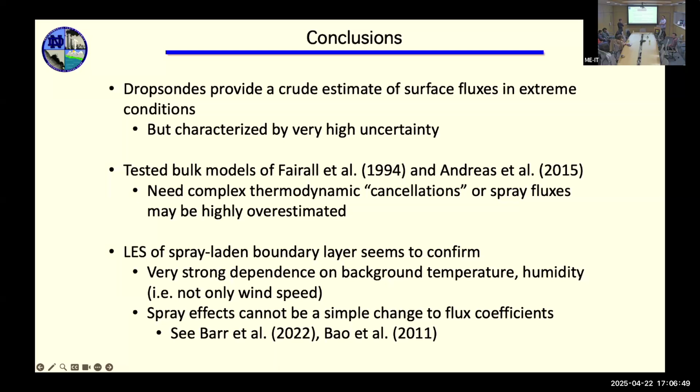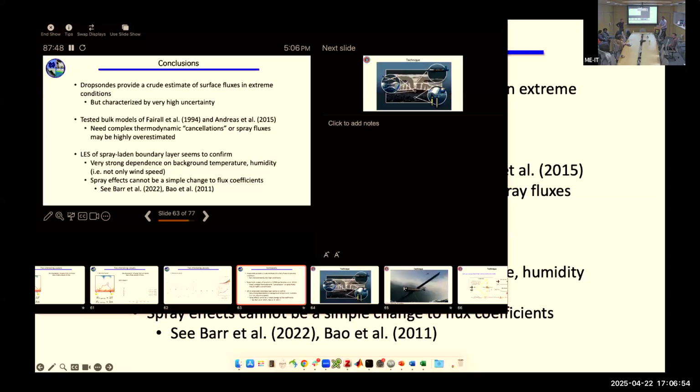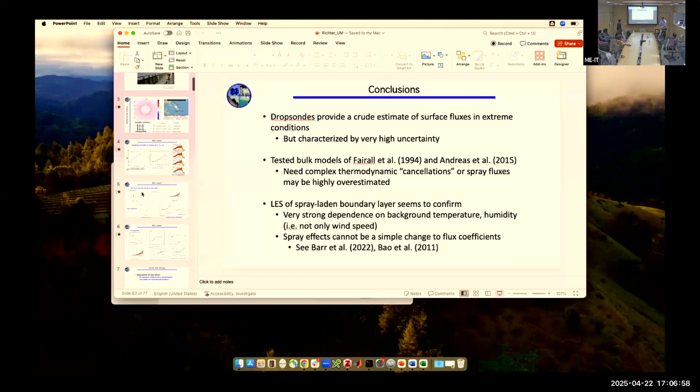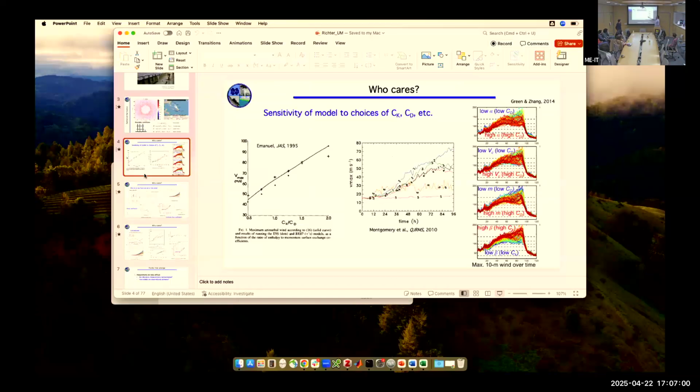How big of an influence, or how sensitive are these trajectory models to these coefficients? Yeah, maybe I'll just go back to here. That's kind of what these were trying to show, that they're actually very sensitive to them. This is just Vmax as a function of time with a bunch of different choices for CK and CD, and you can get storms that don't develop, or ones that develop too quickly. So it actually is quite sensitive.